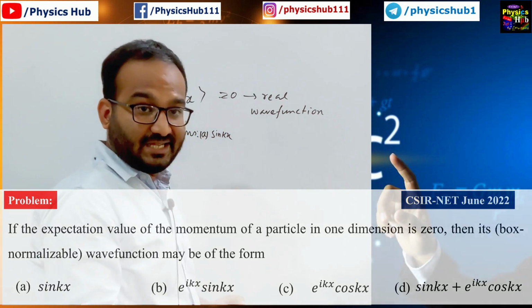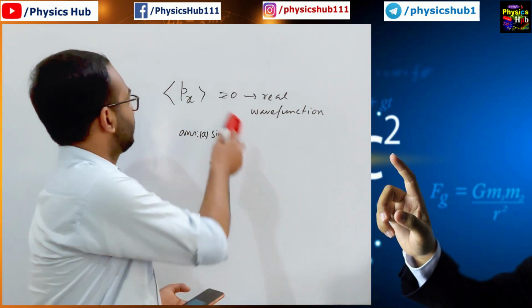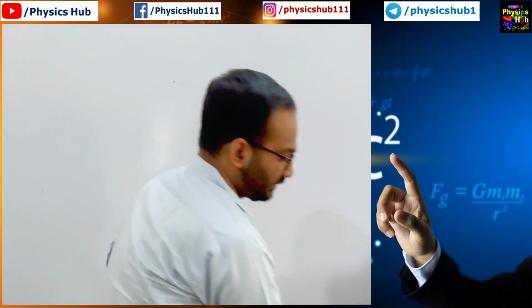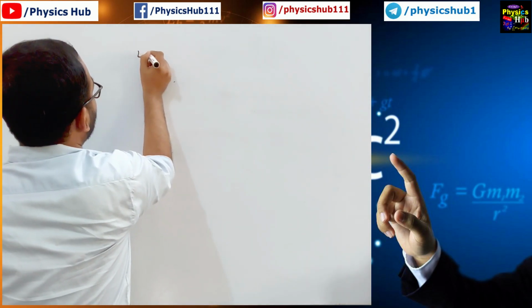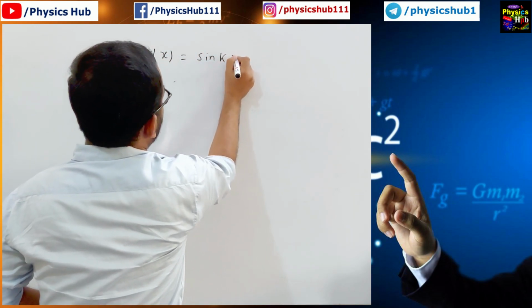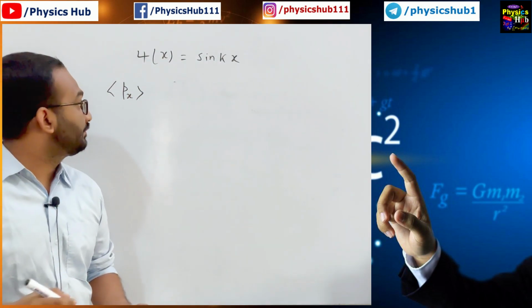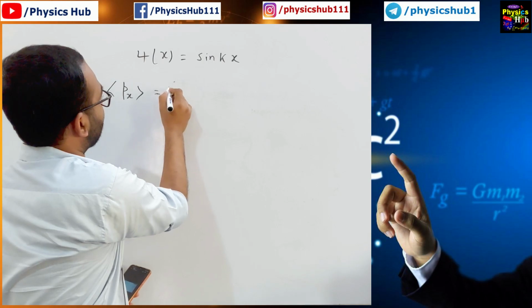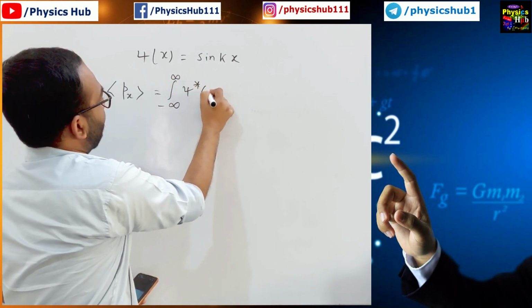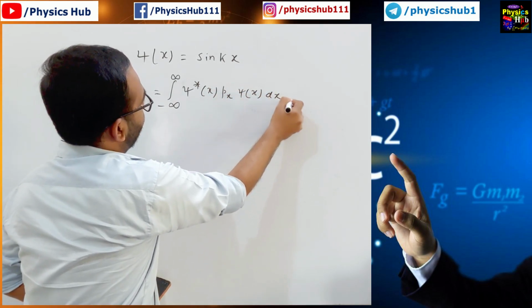Now let us check whether this sin kx is giving us the expectation value of momentum 0 or not. This is just for our checking. So we have to take the wave function psi of x equals sin kx. Now the expectation value of momentum, we can write <p_x> equals, you know the conventional formula, integral from minus infinity to plus infinity of psi star x p_x psi x dx.